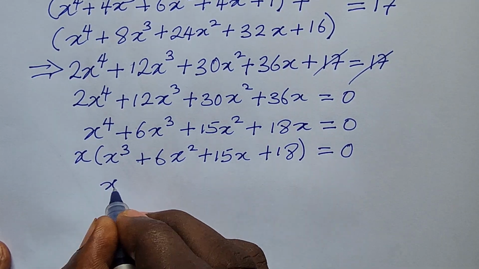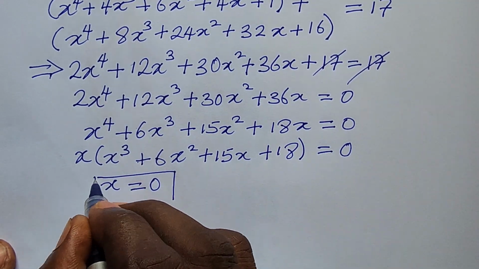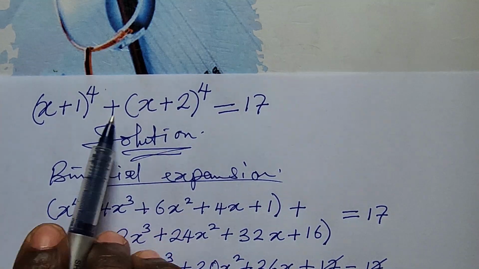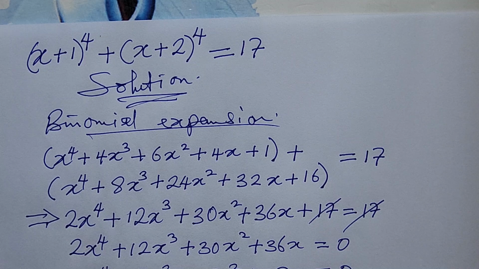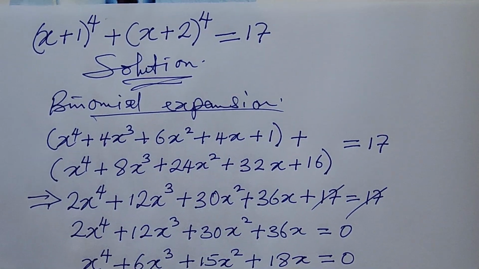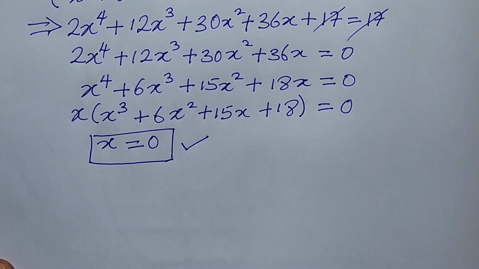So automatically from case 1, x is equal to 0. This is the first root to our question, our nice algebraic equation, our exponential equation. Now if you substitute x equal to 0 into this system here, it will give you 17. I've done that already. Now let's go ahead and take our case 2.